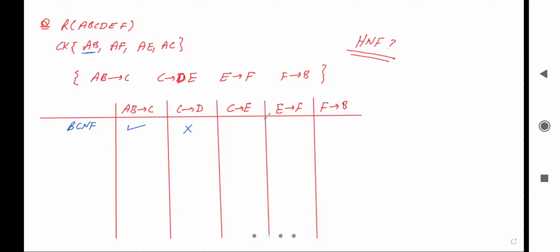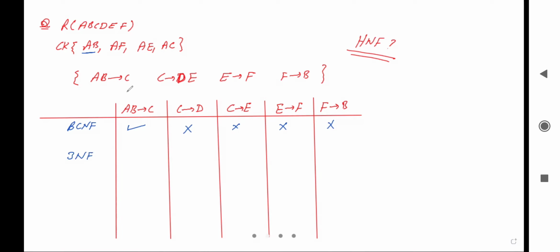For practice we will do it, otherwise we would stop here for BCNF. C goes to E. C is not a super key, it is not BCNF. E goes to F. E is not a super key, not BCNF. F goes to B. F is not a super key, it is not BCNF, so not in BCNF. What about 3NF?